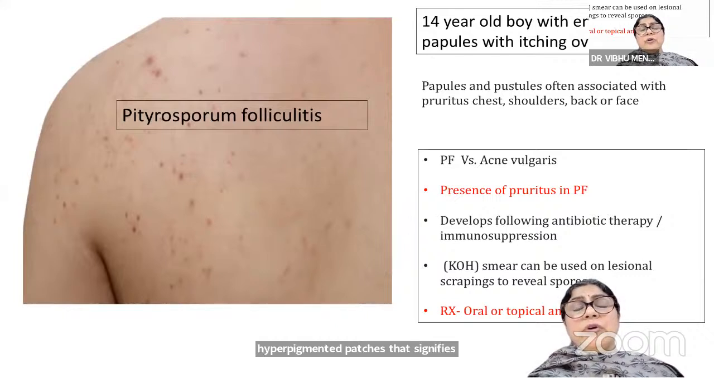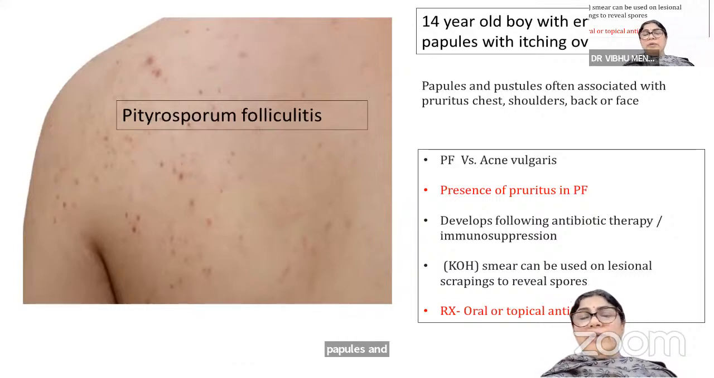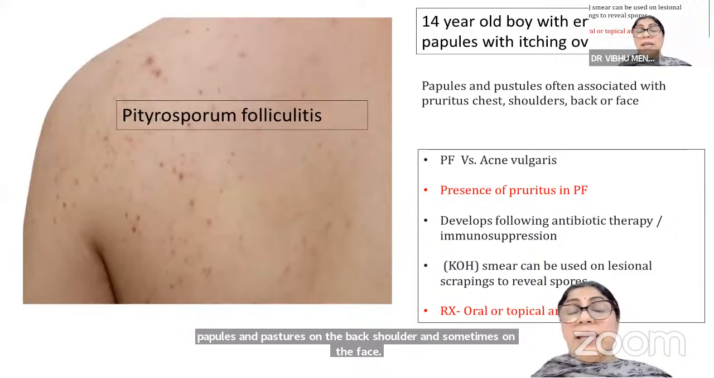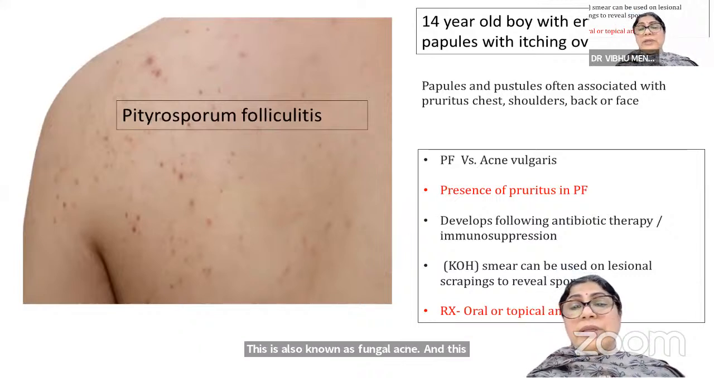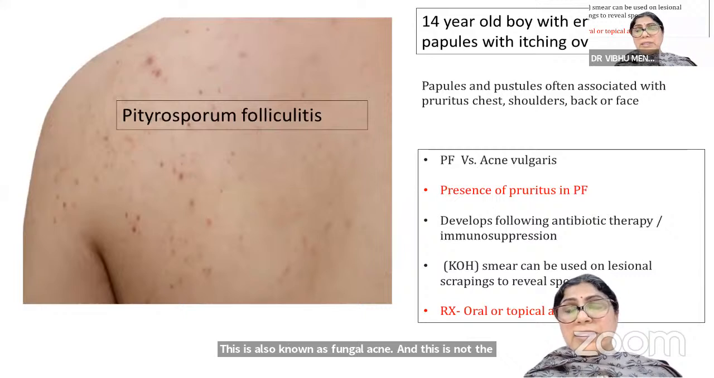Now, another form in which this infection can appear is in the form of follicular lesions on the back, and it is again caused by Malassezia, known as Pityrosporum folliculitis. So, the general scenario is that adolescents usually come to us with these multiple erythematous papules and pustules on the back, shoulder, and sometimes on the face. This is also known as fungal acne. And this is not the conventional acne that we see, but it mimics acne.